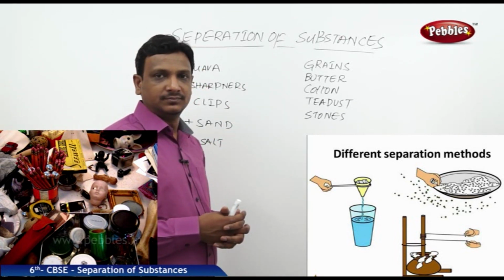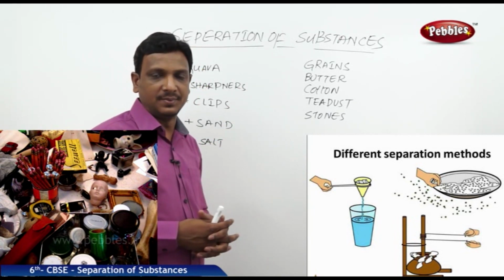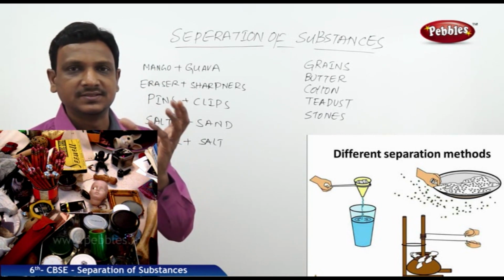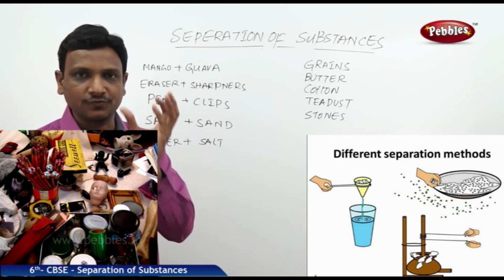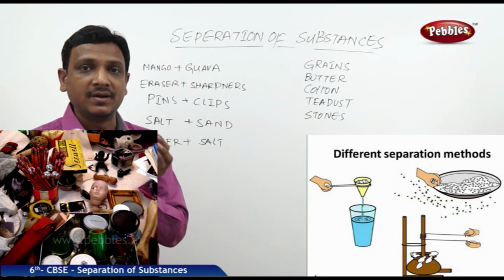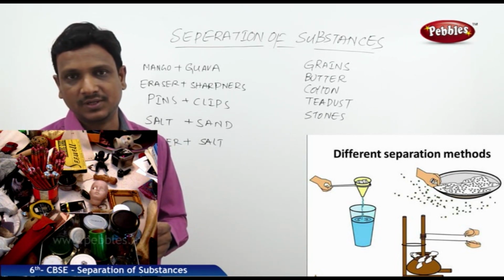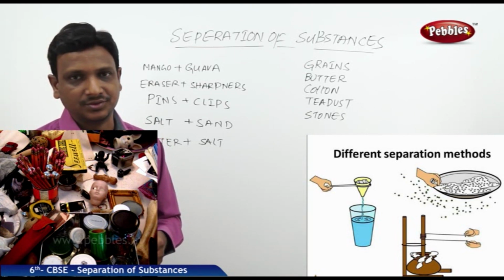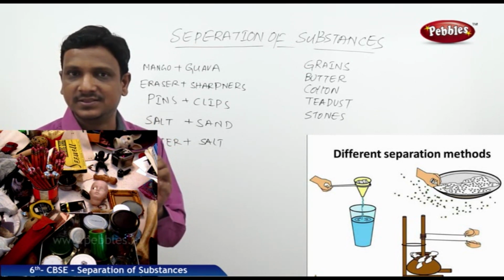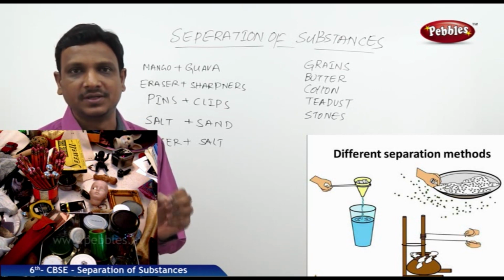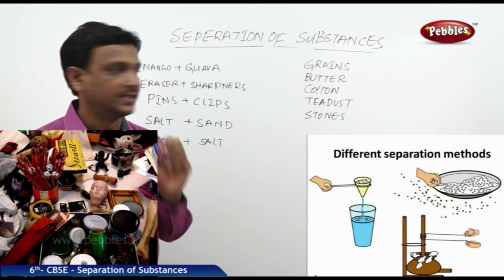Cotton. We already studied in the fiber lesson. Cotton is found in the cotton fruit in the form of cotton wool, but the cotton wool is embedded with so many seeds. The seeds are to be separated by a process called ginning. So there we need only cotton, we don't need the seeds. The seeds are to be separated by a method called ginning.